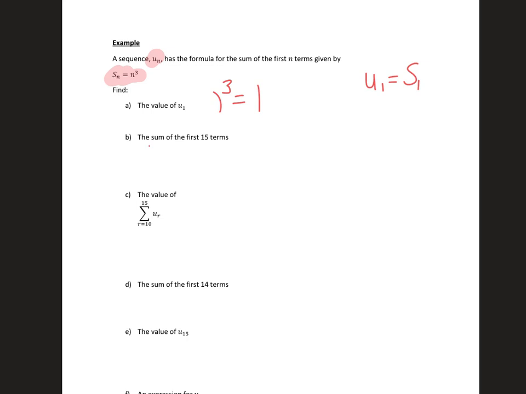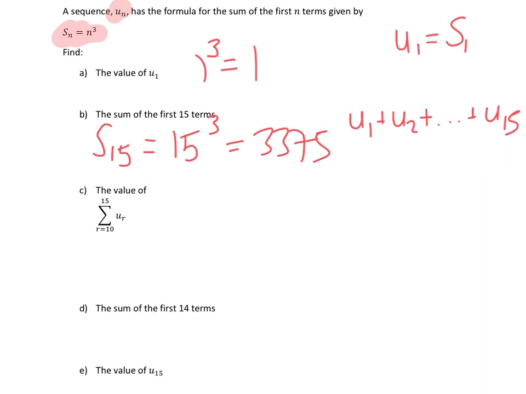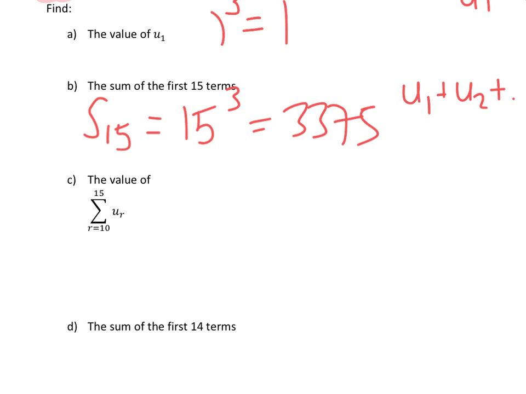Okay, part B, find the sum of the first 15 terms. It's asking me to find out S15. So that's 15 cubed using the formula. And 15 cubed is 3375. So that means the first 15 terms, U1 add U2, all the way up to U15, adds up to 3375.